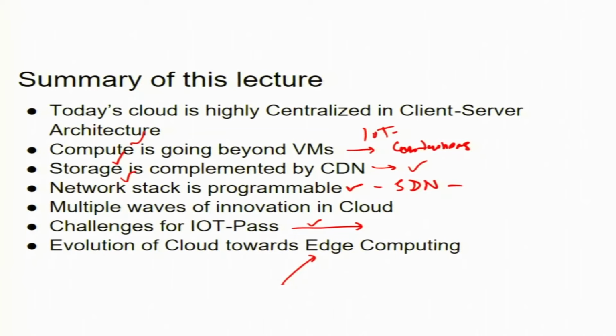So, edge computing has to be brought in to take forward this IoT PaaS, and the current cloud, which is highly centralized, becomes decentralized in this manner. So, in the next class, we are going to discuss more about this new wave or new innovation in the cloud that is called edge computing.